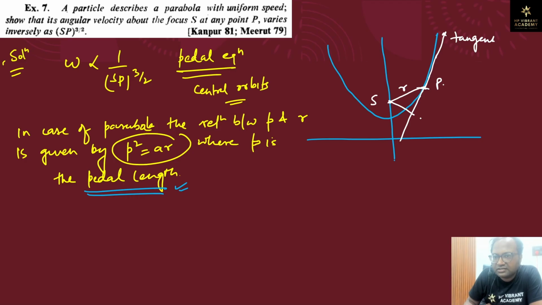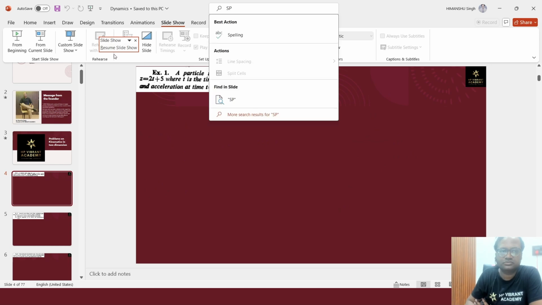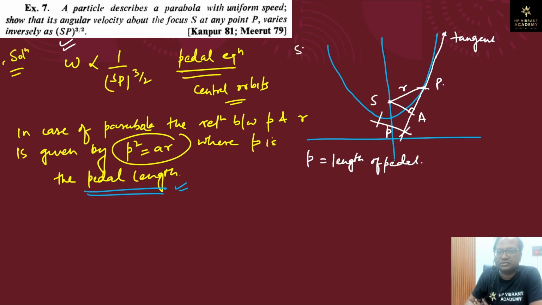Let us name this SA. We have dropped a perpendicular from point S on this tangent. So this AS is small p, the length of the pedal. And this SP is the distance r, so SP is equal to small r.